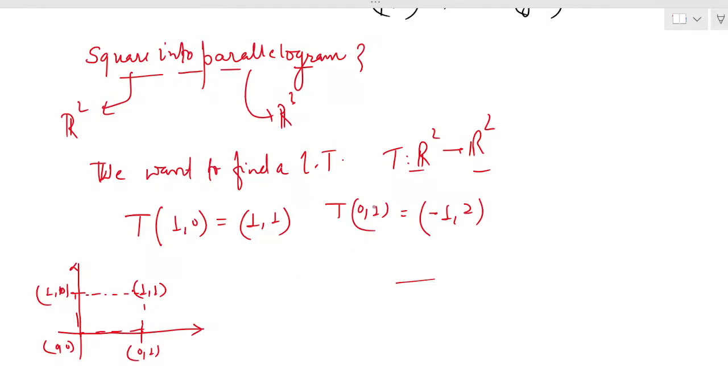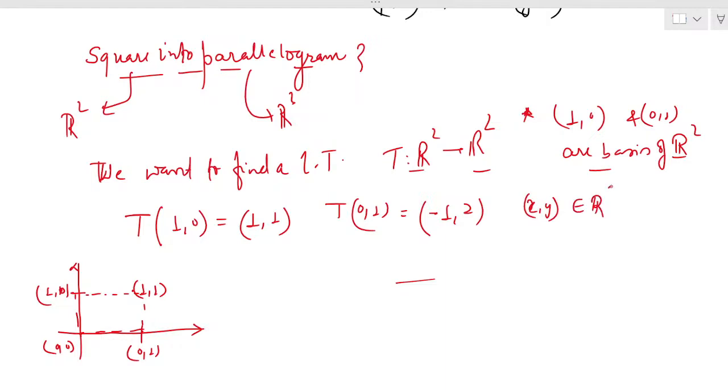So understand why I have taken (1,0) and (0,1). As I have already stated in the previous lecture, (1,0) and (0,1) are the basis of R square. So this is something that we already know. If this is the basis of R square, any (x,y) in R square can be written in terms of the basis set.